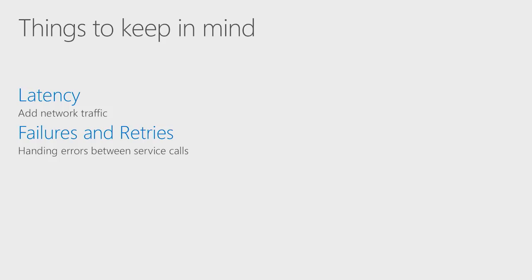Now, another thing is, now that we have that network hop, there could be failures. And so we need to have some sort of failure and retry strategy. So if the service goes down, do we continually retry until it comes back up? Do we back off exponentially? What happens if there's a cascading set of failures? We need to come up with some sort of strategy for all these different scenarios, and it's going to be different from one service to another.